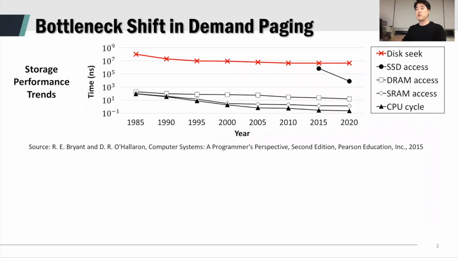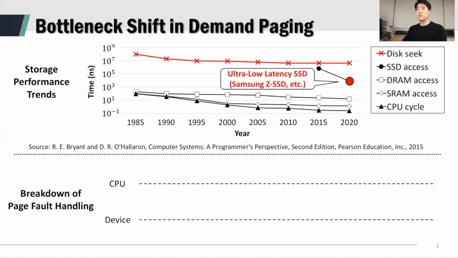Traditionally, in an environment where slow storage is used as backing store, I/O time was dominant in demand paging. However, as the performance of storage devices continues to scale, and emerging ultra-low latency SSDs such as Samsung Z-SSD can deliver a single I/O within a few microseconds, the time spent in the software stack is becoming more and more significant. We performed a breakdown of a single page fault to confirm this.